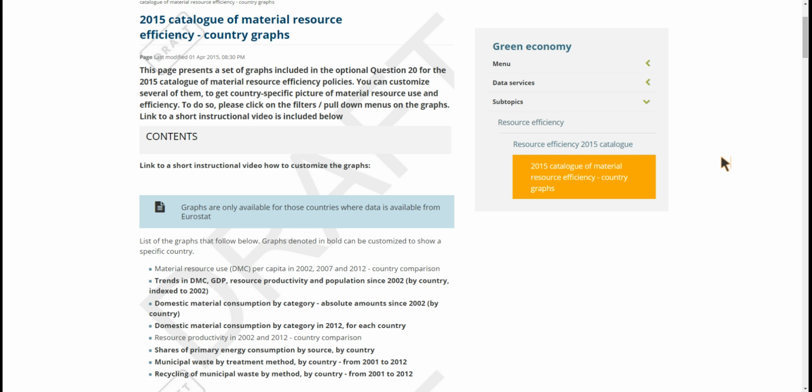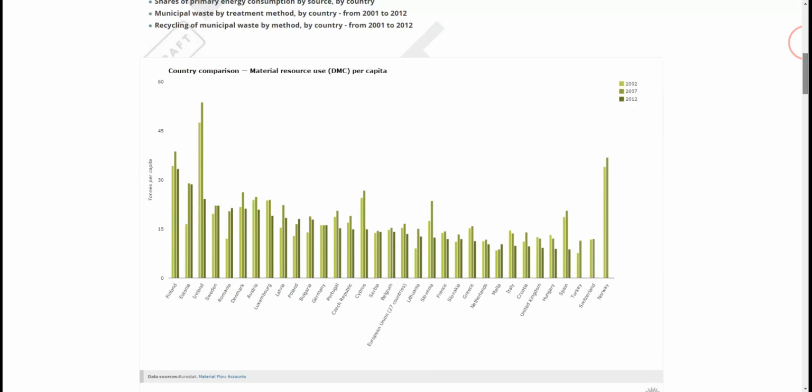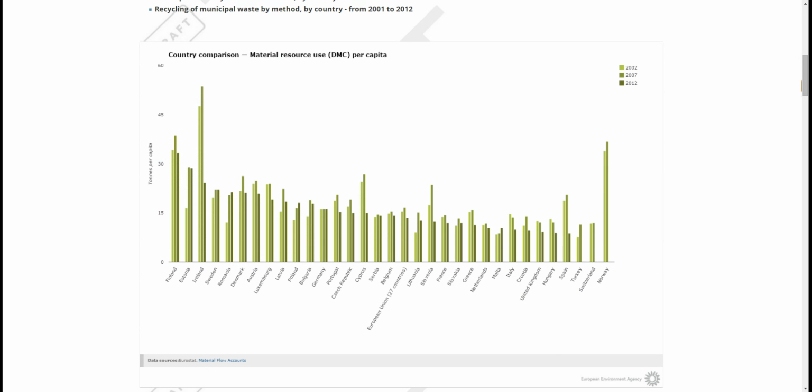So let me give you concrete examples. We have 8 graphs here. They are listed in the bottom of the page, and out of the 8, 6 can be customized for specific country or multi-country comparison. Right now, they will default to EU27 as a block. So let's have a look at the first graph, which is actually an exception because this one cannot be customized.